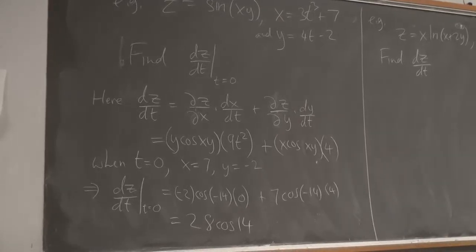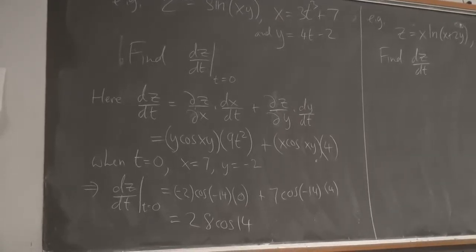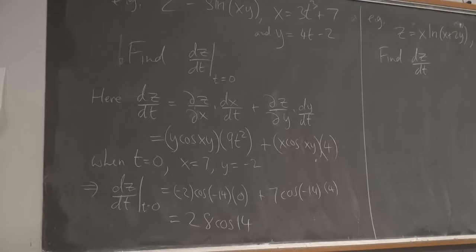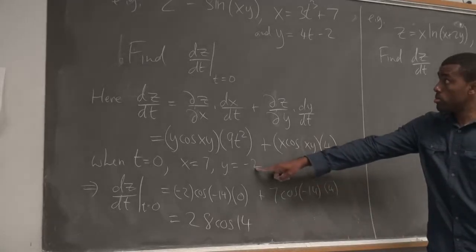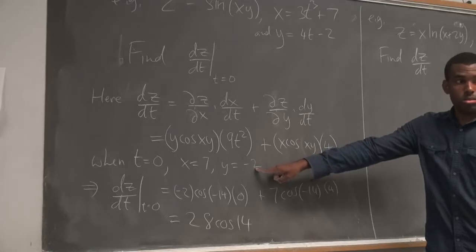It's not negative? It's negative? Cosine is an even function. Where's the y? Where's the negative? y is minus 2. Is that what you want?